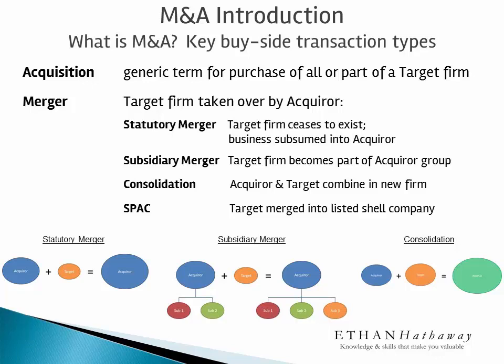Consolidations, on the right-hand side of the slide, are where two firms combine into a new corporate entity, and both the target and the acquirer firms cease to exist. This is often the case where the two firms in a merger are of roughly equal size.